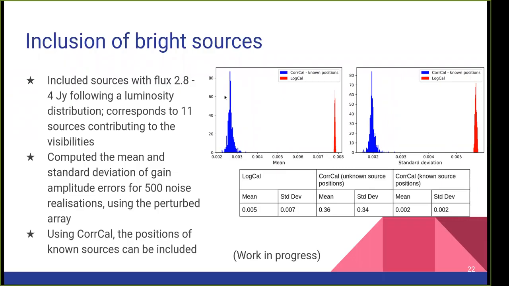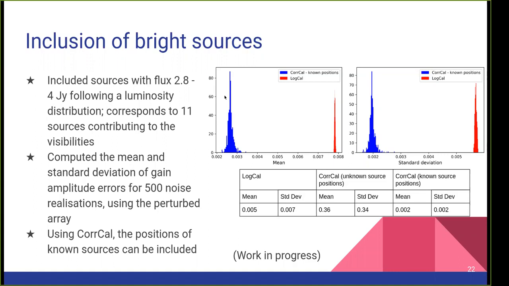If you then include bright point sources, what we did in this slide was consider sources in the flux range of 2.8 to 4 Janskys following a luminosity distribution. The sources are randomly scattered, and 11 of these sources contribute to the visibilities. If you compute the mean and standard deviation for the gain amplitude errors for 500 noise realizations, again using the perturbed 8x8 array, CorrCal still does better than LogCal.